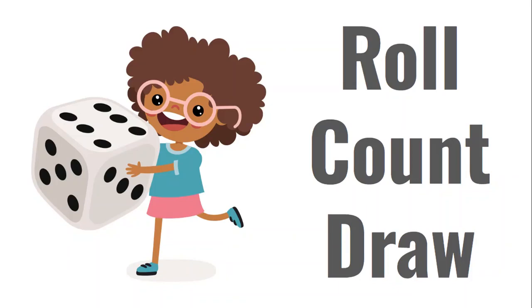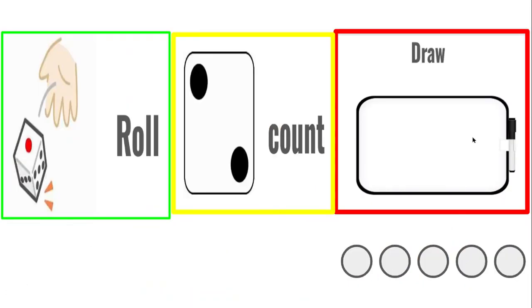This fluency is called roll, count, and draw. For this fluency, you'll need a dry erase board. We're going to pretend that we're rolling a dice. We're going to count the dots on the die, and then you're going to draw that many circles on your dry erase board the 5 group way. Are you ready? Let's begin.